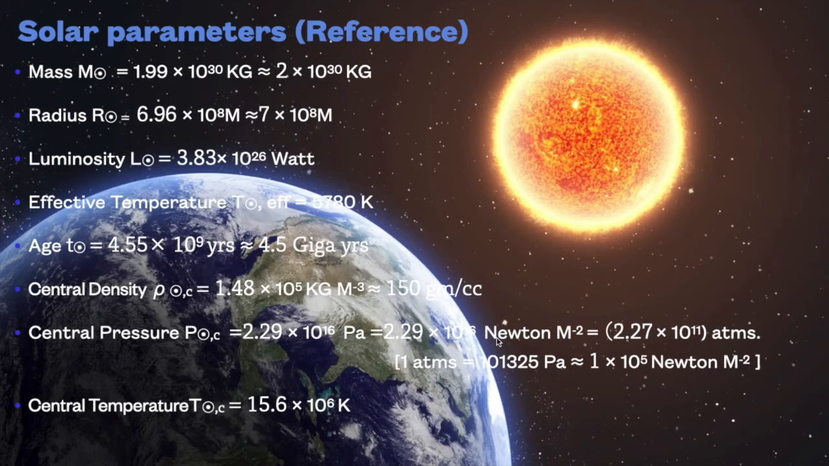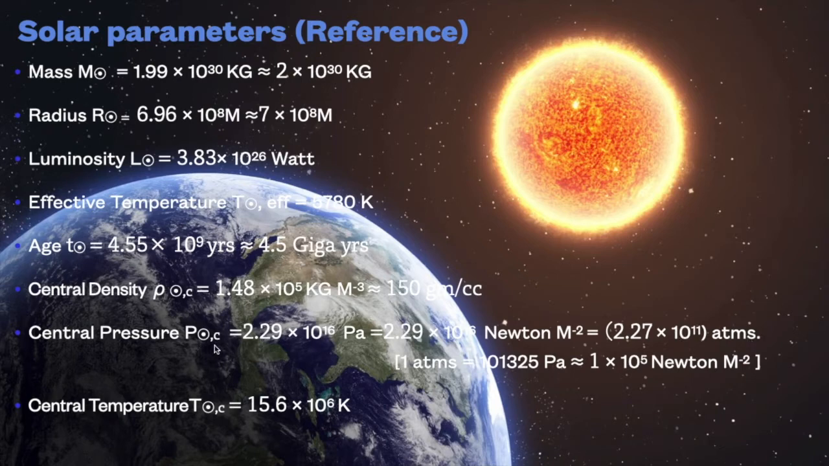1 pascal is basically Newton per meter square. Newton is your force unit, so 1 Newton per meter square is 1 pascal. So this many pascal gives you 1 atmospheric pressure. Since it is 2.29 into 10 to the power 16, write it in terms of atmosphere, it will be like 2.27 into 10 to the power 11 atmospheric pressure.